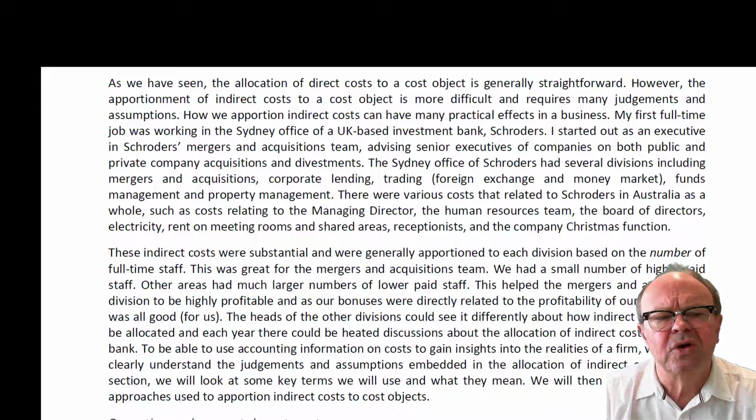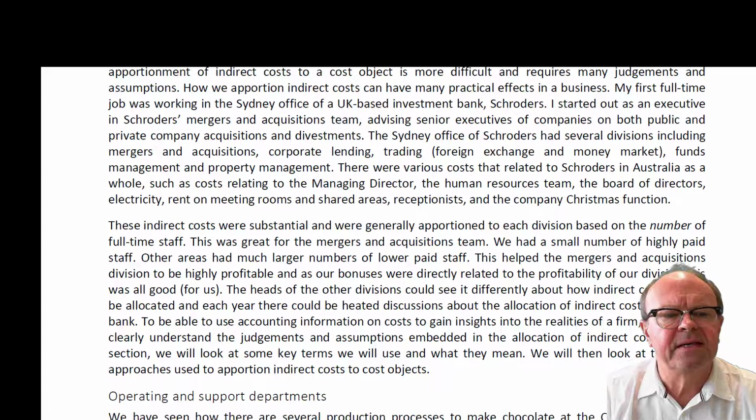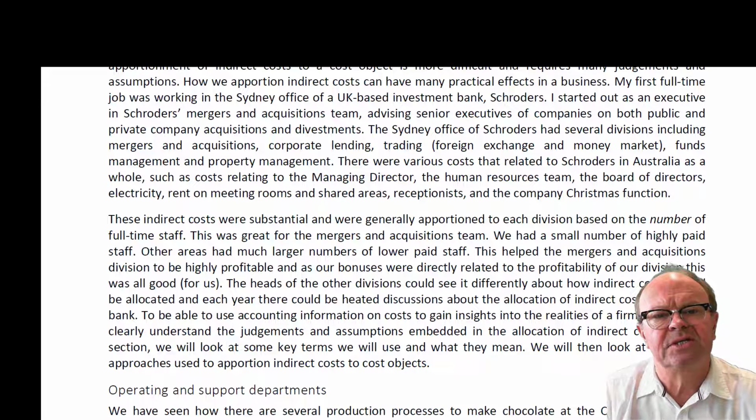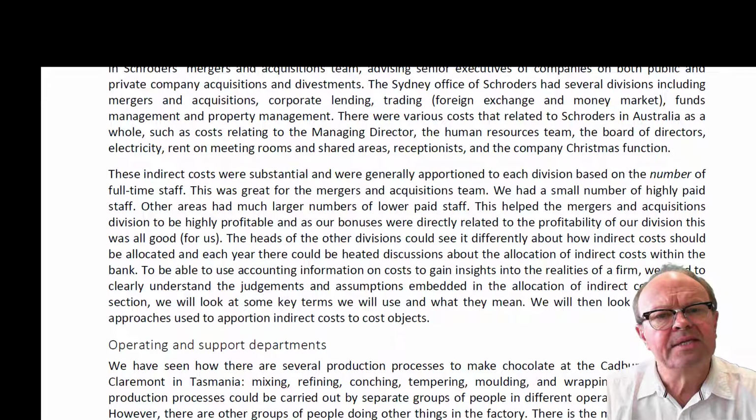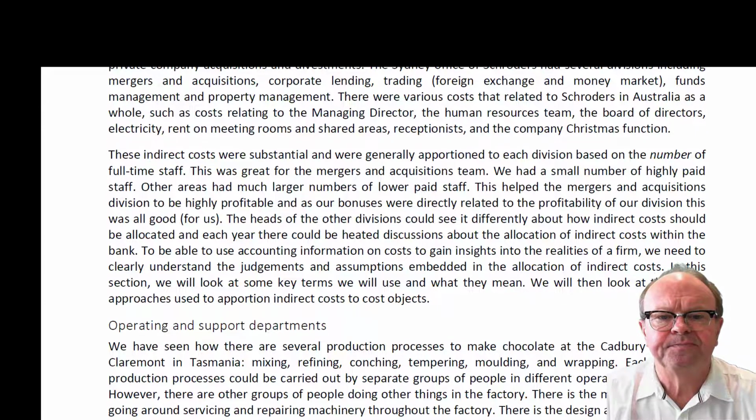My first full-time job was working in the Sydney office of a UK-based investment bank, Schroders. I started out as an executive in Schroders' mergers and acquisitions team, advising senior executives of companies on both public and private company acquisitions and divestments. The Sydney office of Schroders had several divisions, including mergers and acquisitions, corporate lending, trading, foreign exchange and money market, funds management, and property management.